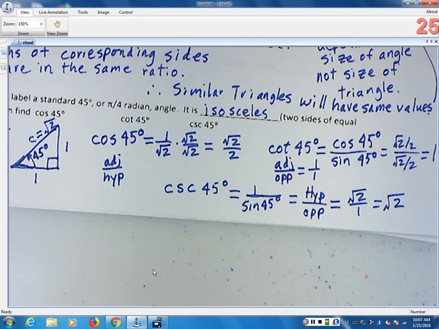Okay, next page. Any questions? This is a right triangle.